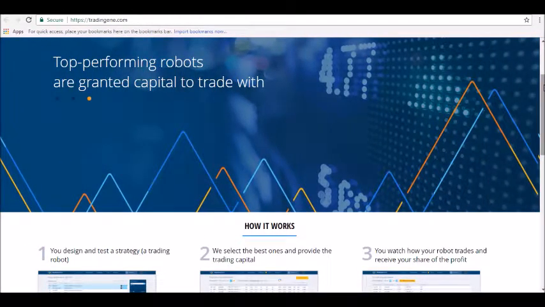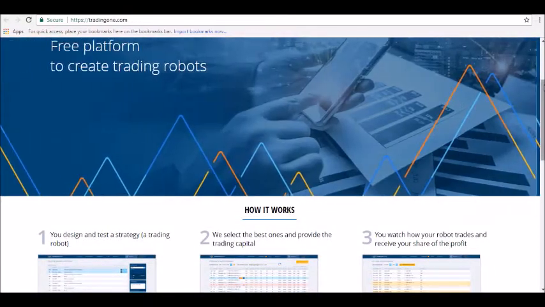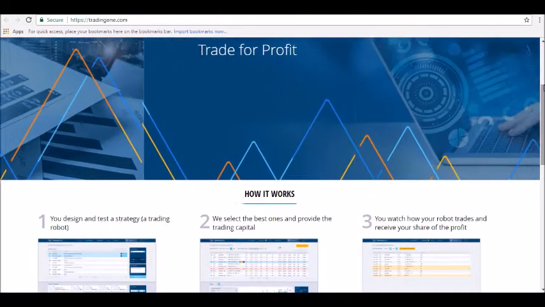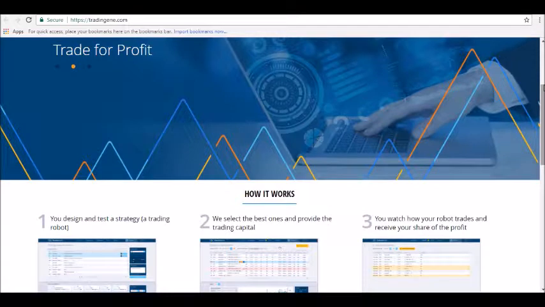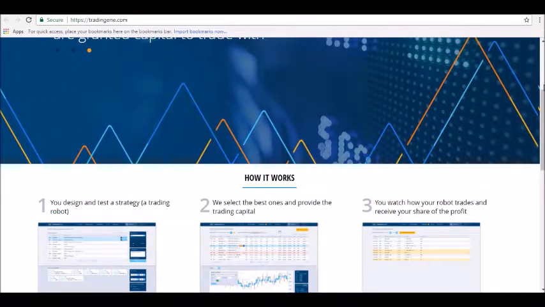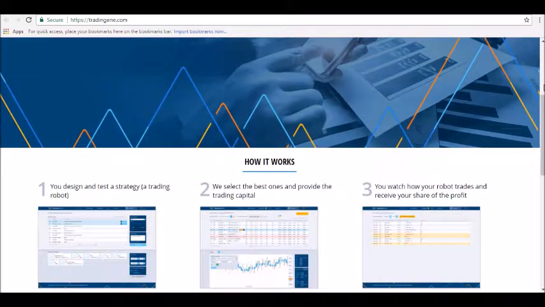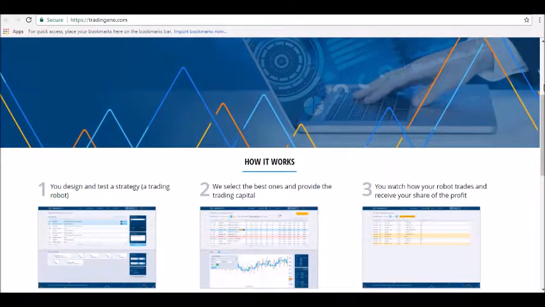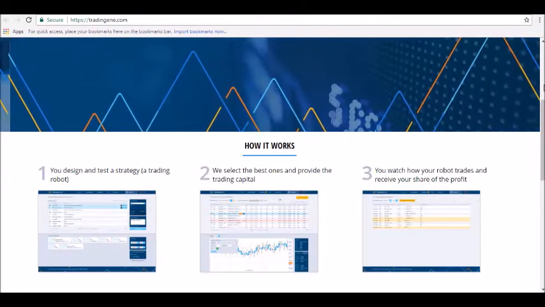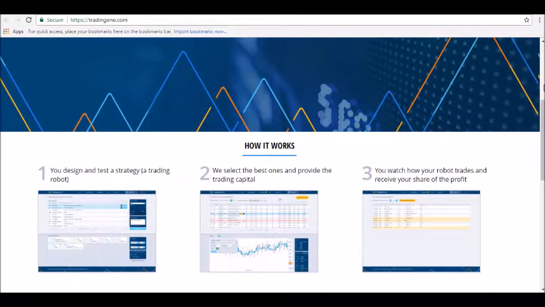Tradingene works like this for developers. Step 1, you design and test a strategy. Step 2, Tradingene selects the best trading robots and allocates trading capital to these robots. Step 3, you monitor your robot's trading performance and receive your share of the profit. The platform supports well-known programming languages including Lua and Python. Users can also choose from a range of instruments and indicators when building their strategy.